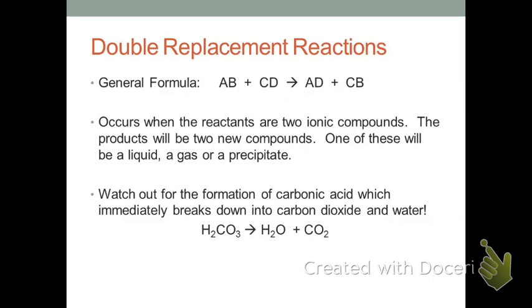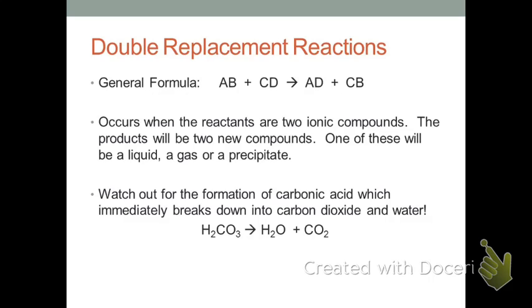Double replacement is when you have 2 compounds. They're 2 ionic compounds. Basically what happens is they switch their partners, either switch the metals or the positives, or you can think of it as switching the nonmetals or the negatives. You're going to make 2 new compounds, and one of them is either a liquid, a gas, or a precipitate.